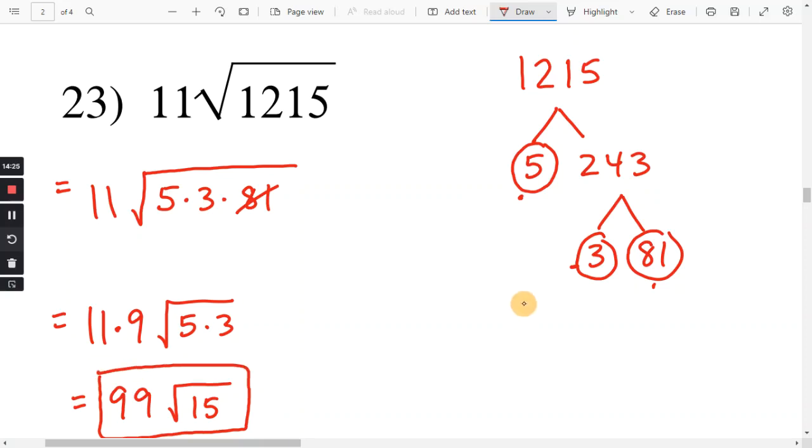Final answer. Okay, and as I said before, if you wanted to break up the 81, you could have done 9 times 9. Okay, and instead of 81, you would have had 9 times 9. But still, it would have been the same thing. You cancel 2 9s, and then you bring 1 9 to the outside of the square root. So it would have been the same thing.